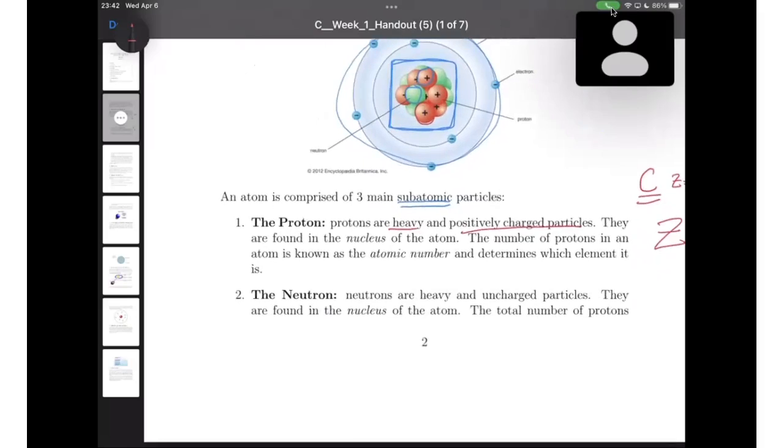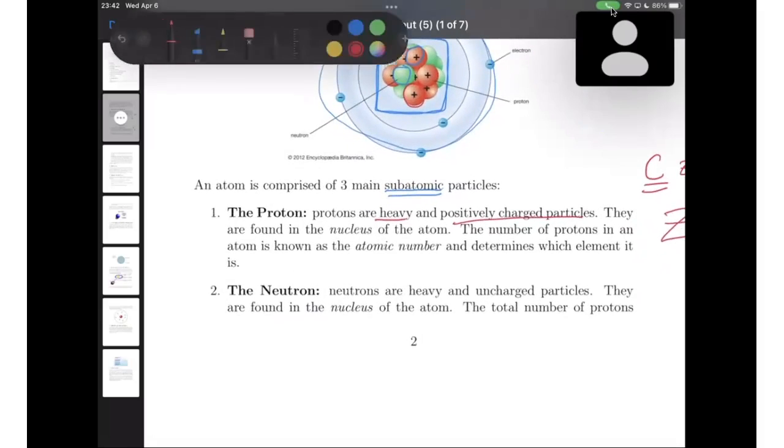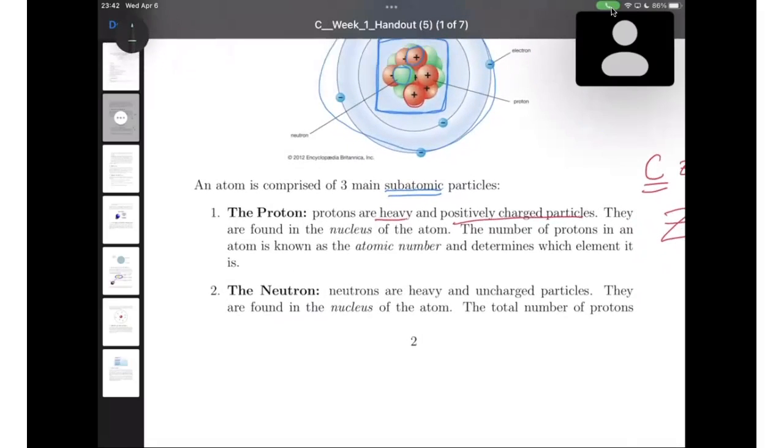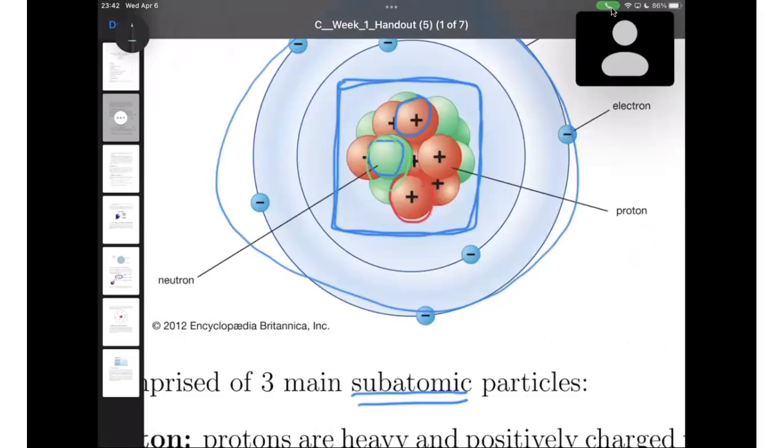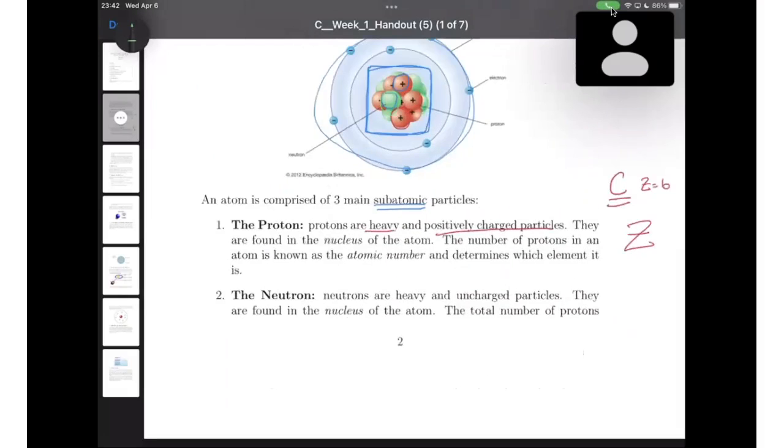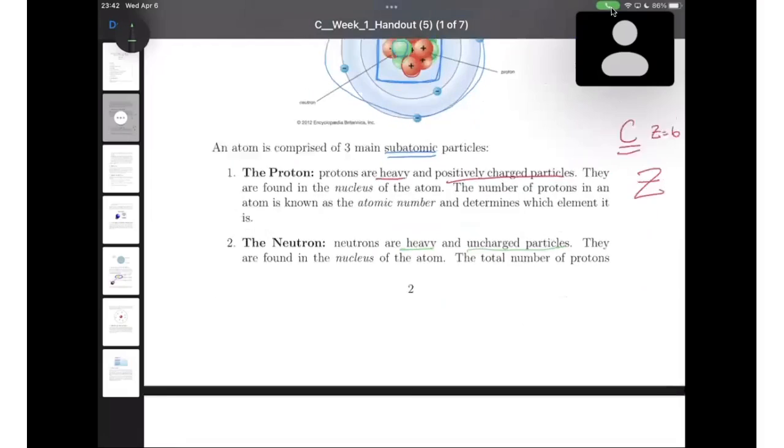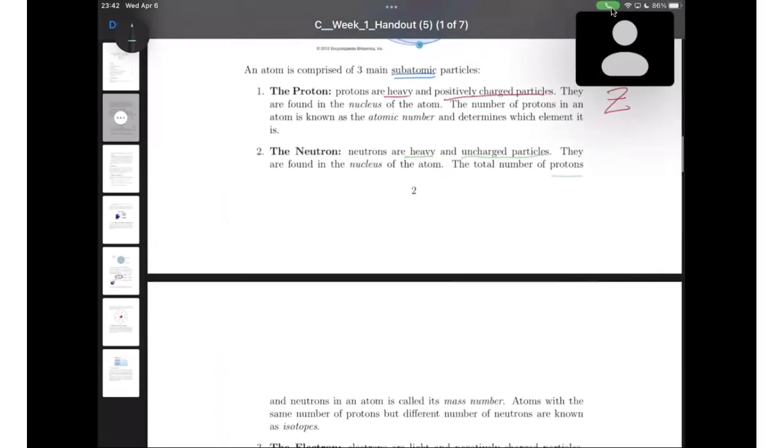Now we have the neutron. I'll do this one in green. Neutrons are these green neutral particles you see here. Neutrons are heavy, similar in mass to the proton, and are uncharged. They're neutral, and they're found in the nucleus of the atom. The total number of protons and neutrons in an atom is called its mass number, which we will denote using A. So for carbon, it has 6 protons and 6 neutrons, which means that A is going to be 6 plus 6, which is 12.